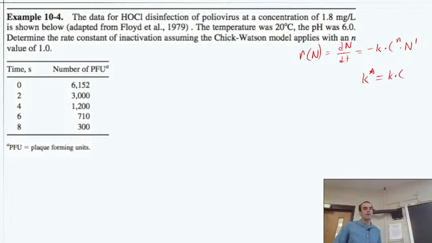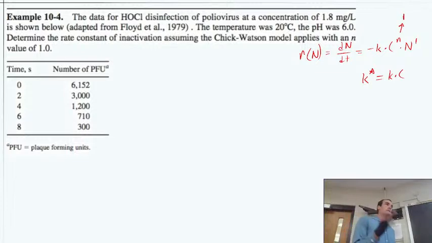So this problem says we've got data from HOCl disinfection, so that's our free chlorine, chlorinating the poliovirus at a concentration of 1.8 milligrams per liter. The temperature was 20 Celsius, the pH was 6, and then it says determine the rate constant of inactivation assuming the Chick-Watson model applies with an n value of 1. So that's talking about this n here is just 1.